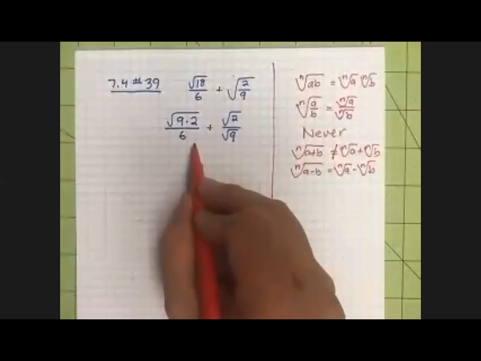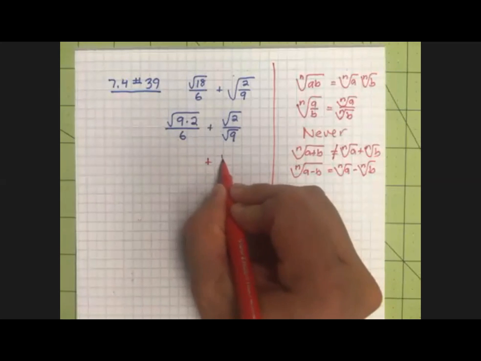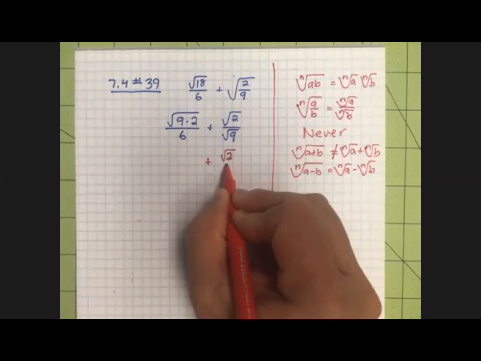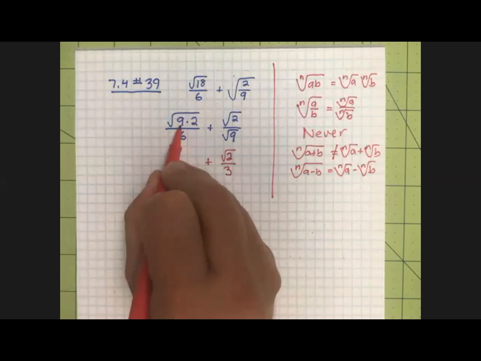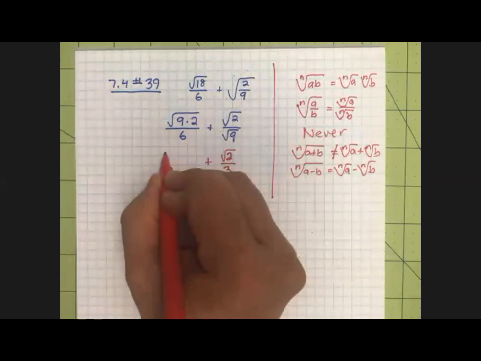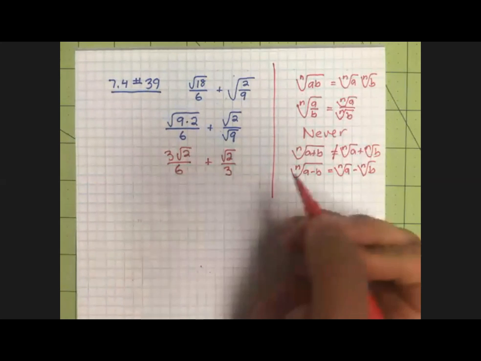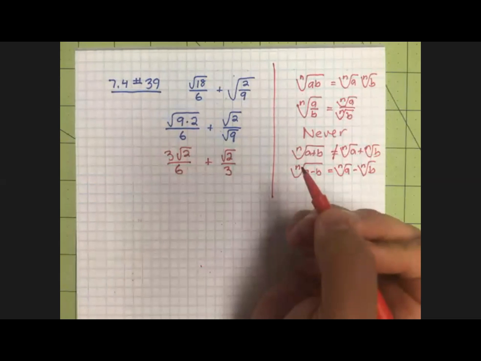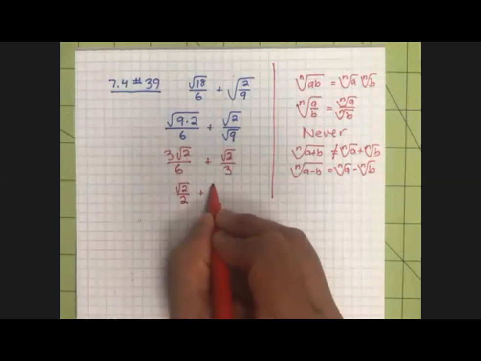And now I'll take care of the perfect squares that I see. This is the square root of 2 over 3, and the square root of 9 is 3. So this says 3 times the square root of 2 over 6. Now I can simplify further. 3 divided by 6 is 1 divided by 2. So now I have the square root of 2 over 2, when I cancel 3 over 6 to be 1 over 2, plus the square root of 2 over 3.